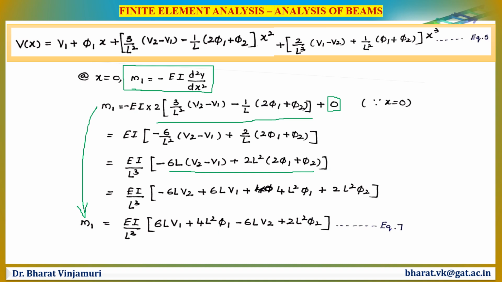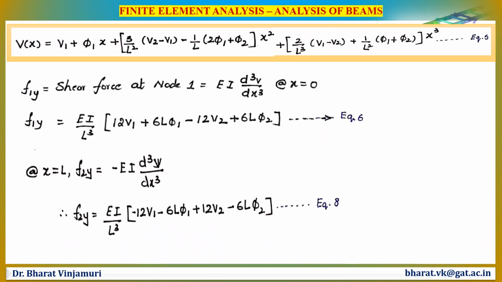So minus 6L v2, minus into minus goes plus 6L v1, plus 4L square phi 1 plus 2L square phi 2. Here also we have made the same changes. First we have taken the terms from node 1, which has v1 as well as phi 1, and then the terms from node 2, v2 and phi 2. So if you observe, we have found the values of m1 as well as f1, the shear force at node 1.